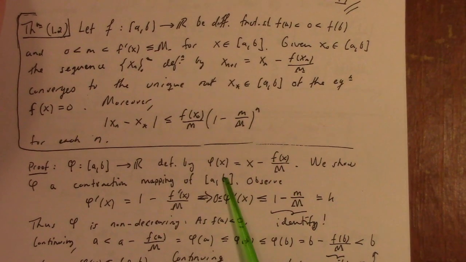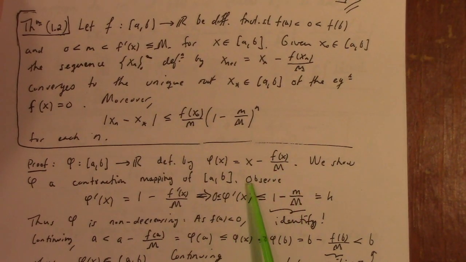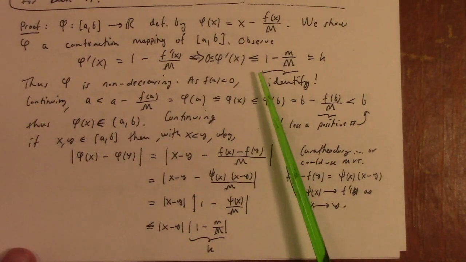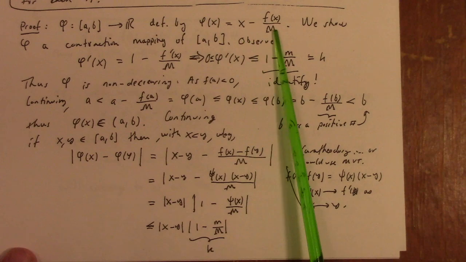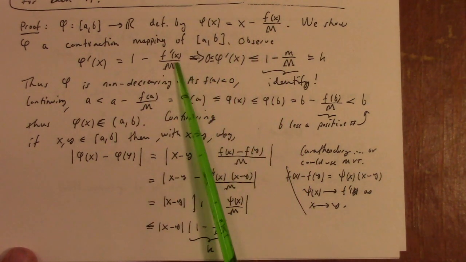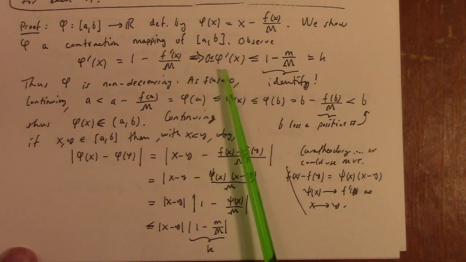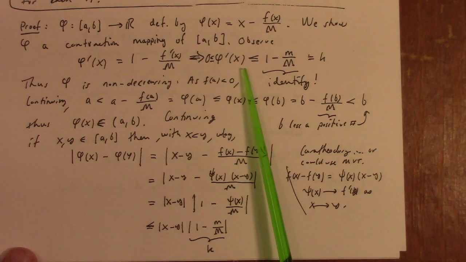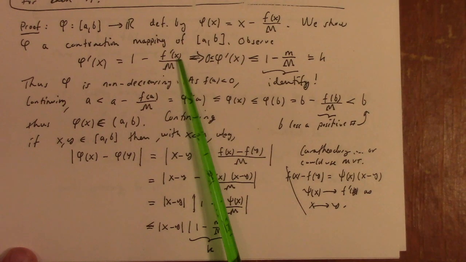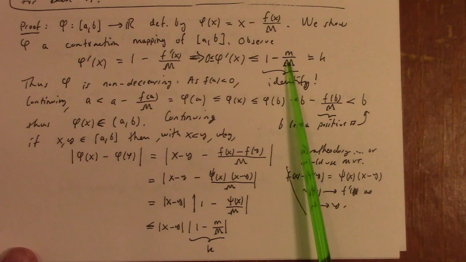And so the proof of this theorem basically amounts to showing that the mapping phi of x is equal to x minus f of x over M is a contraction on [a, b]. So, let me talk you through it here. If we define phi of x to be that, phi prime is this, but remember we've assumed that f prime of x is bounded, and so that implies that 0 is less than or equal to phi prime, which is less than or equal to 1 minus, so the smallest f prime can be is m, so I put that m over M, and that's what I'm going to call k.